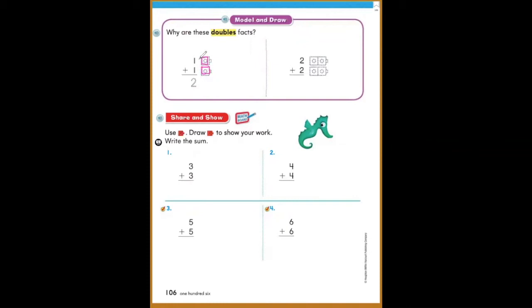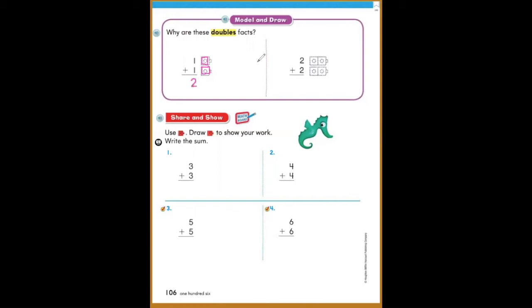What do you notice about the addends in this addition sentence? 1 plus 1. You probably notice the addends are the same. They are both 1. That is why this is a doubles fact, because the addends are the same. Now we can solve. 1 plus 1 equals 2.